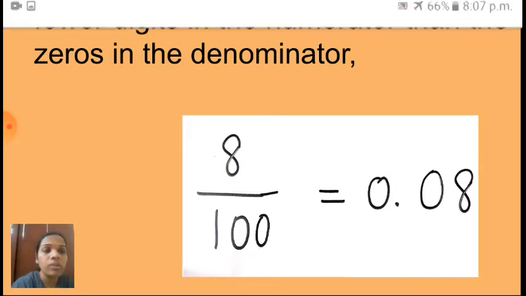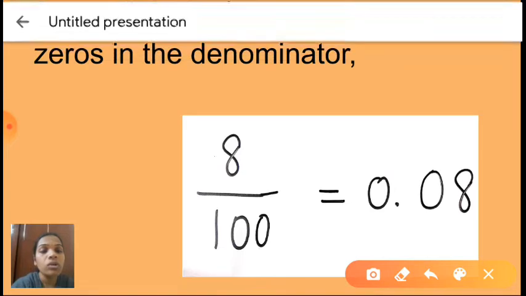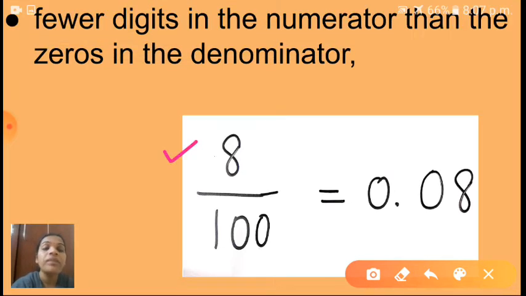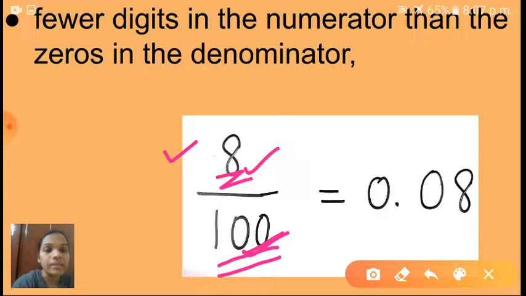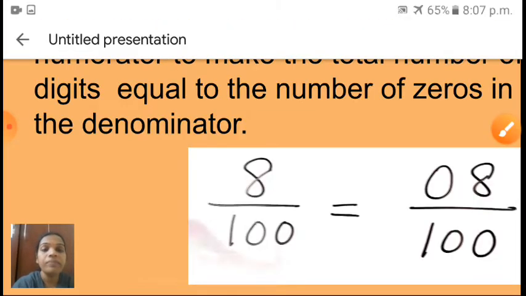The second possibility is fewer digits in the numerator than zeros in the denominator. Children, observe this question, 8 upon 100. Here there is one digit, and in the denominator, how many zeros are there? Yes, 2 zeros. So here the zeros are more and the numerator digits are fewer. In such a possibility, how do we convert it into a decimal? I will tell. See here, children.